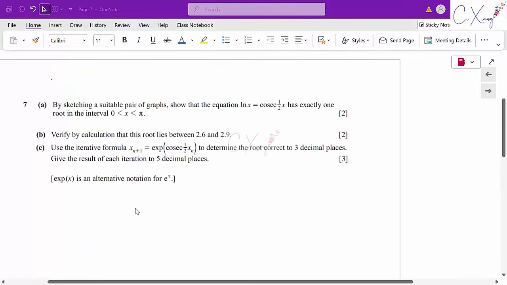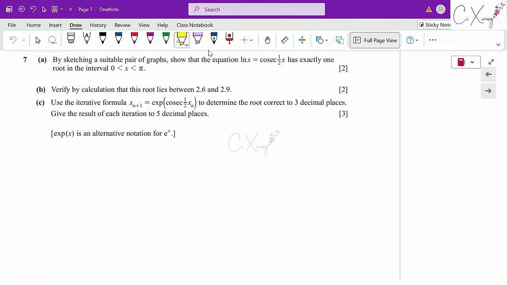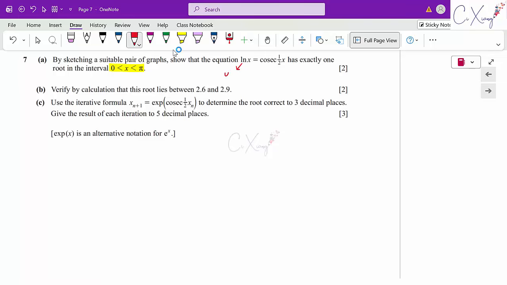All right, so we are now at question number 7. By sketching a suitable pair of graphs, show this equation has exactly one root in this interval. All right, so we need to draw a pair of graphs, right? So what kind of graphs should we sketch? Basically we are sketching these two: y equals ln x, and another one, y equals cosecant of half x.